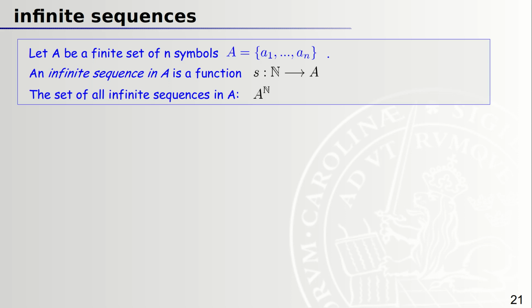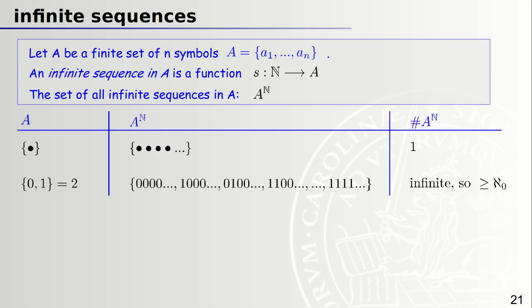Since the infinite sequences in A are the functions from ℕ to A, the set of all such sequences can simply be written as A^ℕ. For example, if A contains only one element, for example the dot, then A^ℕ also contains just one element, namely the function that maps every natural number to that one symbol. On the other hand, if there's more than one symbol, for example 2, then A^ℕ becomes infinite, which means its cardinality is at least aleph 0.